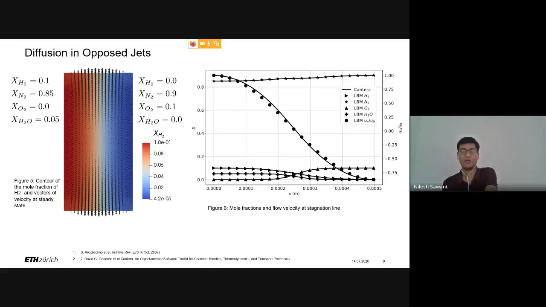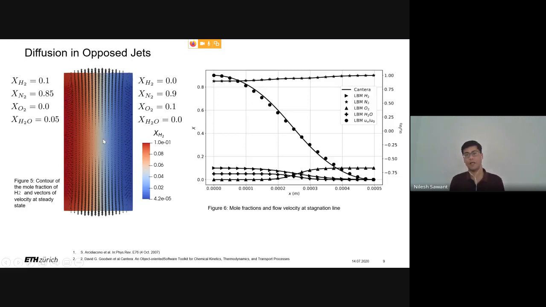Moving on, to check the coupling of our code with the hydrodynamics, because now we have diffusion, hydrodynamics and energy, we did this case of diffusion in opposed jets, where we just have two jets that impinge on each other, create a stagnation line, and then turn away. On the left-hand side we had hydrogen, nitrogen, and water vapor, and on the right-hand side we had nitrogen and oxygen. We compared the results of this test case with those of the open source code Cantera, and we see very good agreement for both the mole fractions as well as the velocity profile at the stagnation, at the middle line.